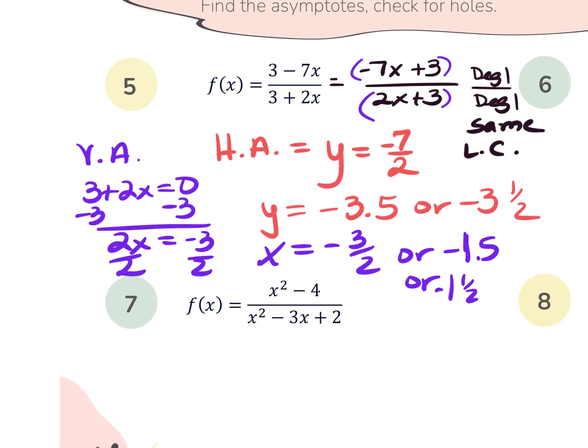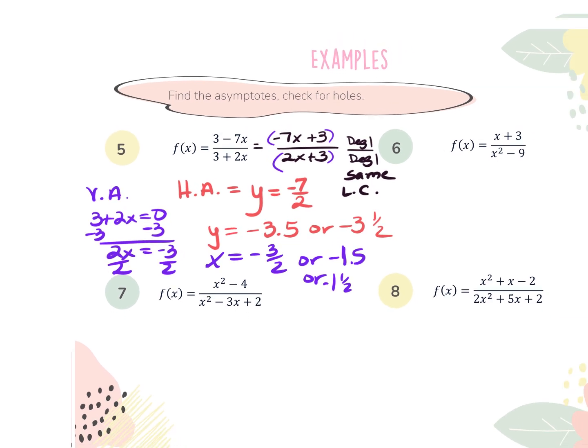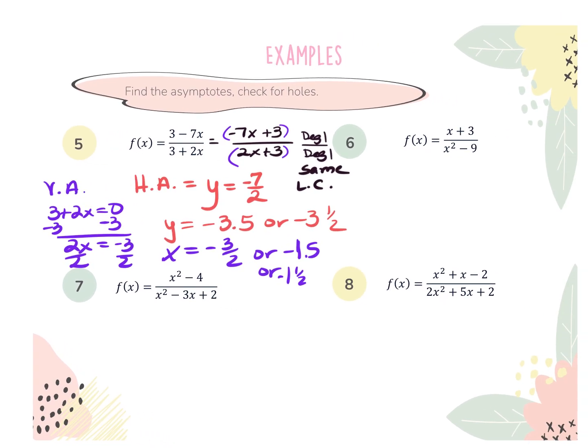So no hole, nothing canceled, no slant, because it was the same degree. Let's try number 6. So this one, I can actually simplify. We're going to have a hole here, but let's just do the horizontal. So this has a degree of 1. This has a degree of 2. The top is smaller. So when the top is smaller, your horizontal asymptote is just y equals 0, the x-axis.